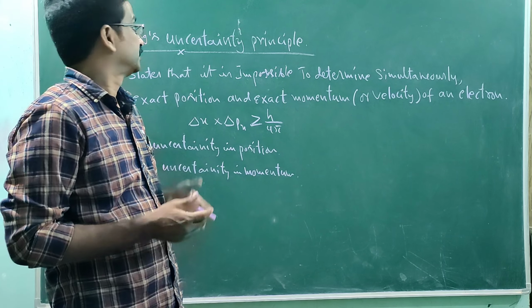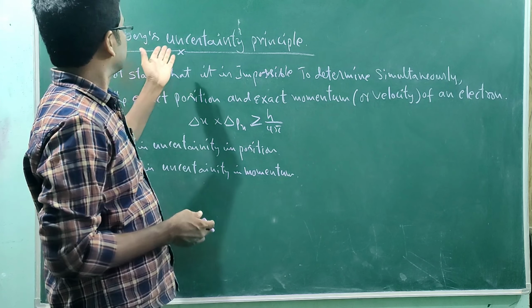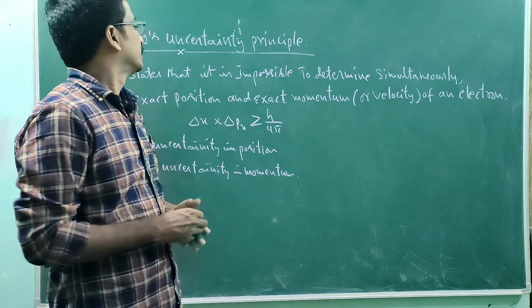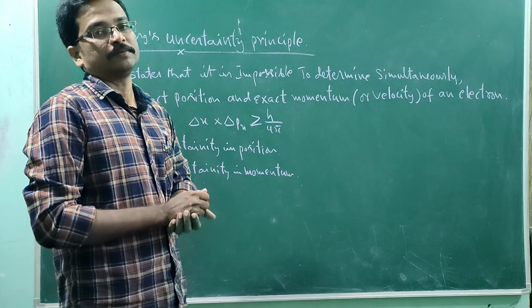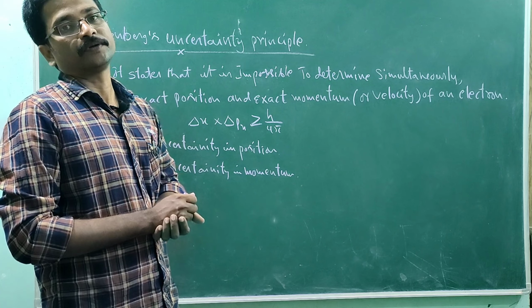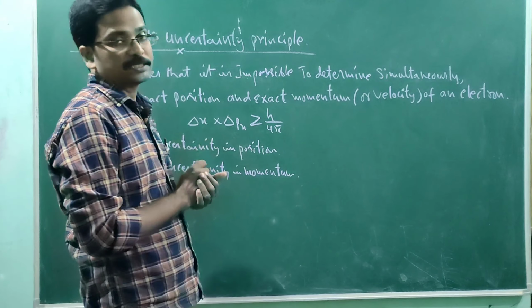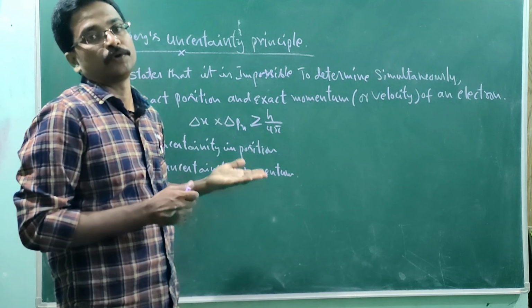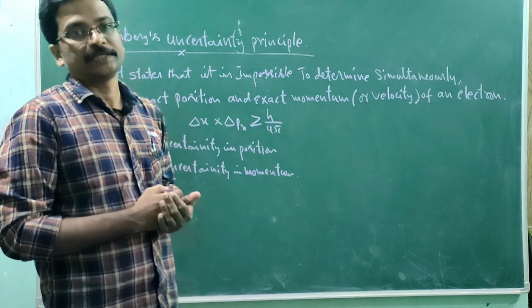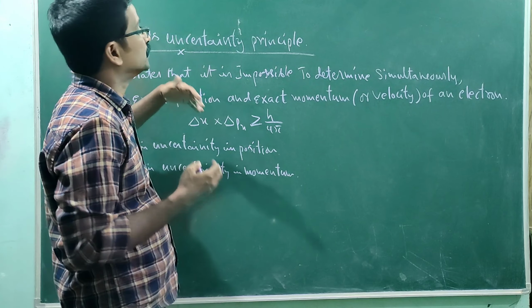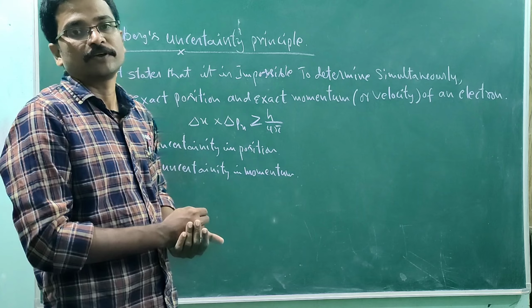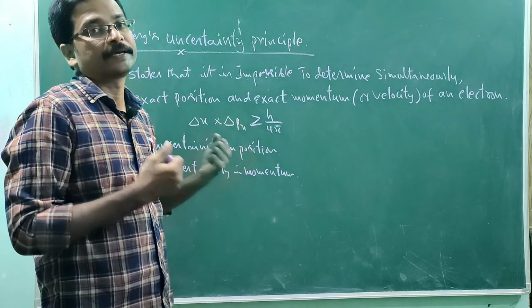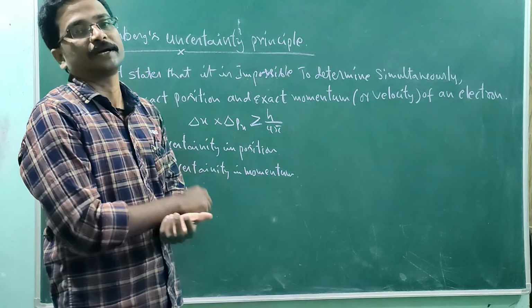Okay, today's topic is the Heisenberg uncertainty principle. What is the importance of the Heisenberg uncertainty principle? This is a very important concept, which proves the Bohr model is wrong. Only this concept leads to the development of quantum mechanics. Quantum mechanics is developed on the basis of this. This is the key point to develop quantum mechanics.